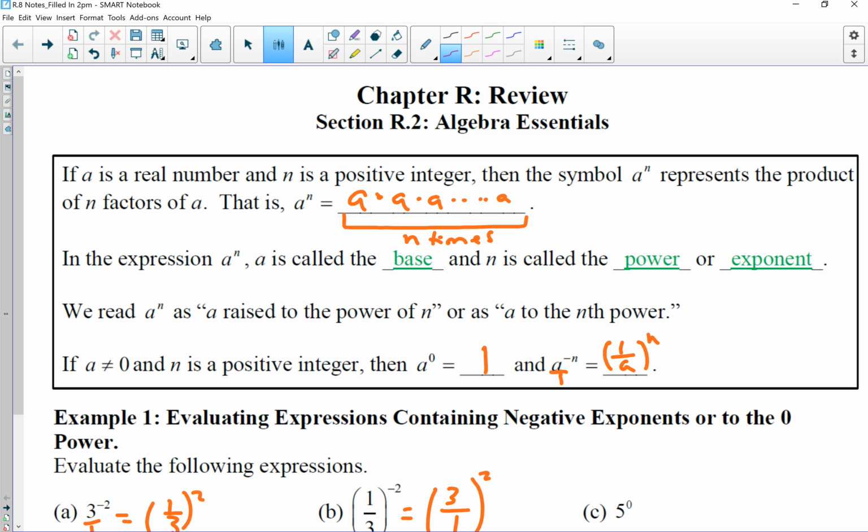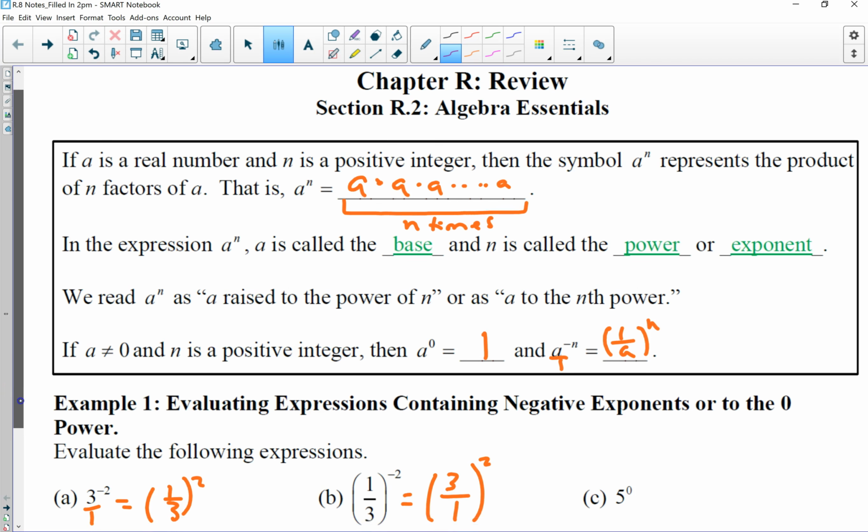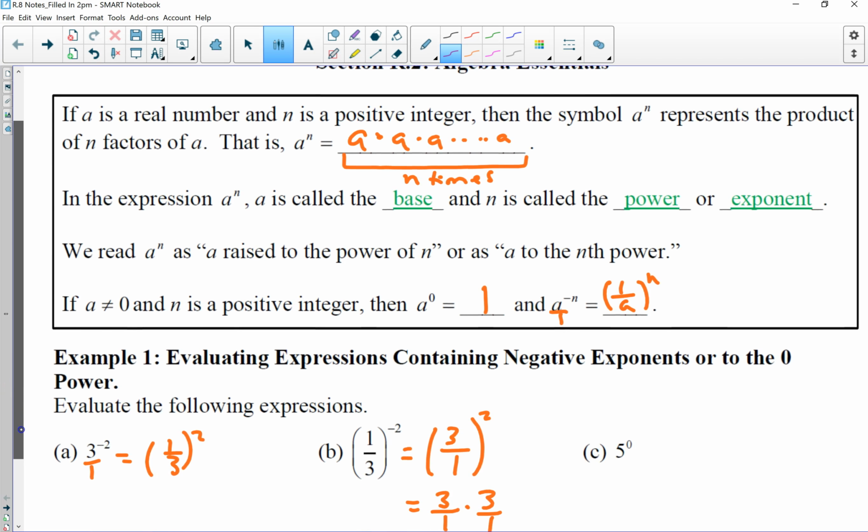However, R2 really is important, not to de-emphasize that. Those are properties that we definitely are going to need to know and know well if we're going to be successful doing some of these topics that we're going to see later on. So section R2, the part of it that we were interested in covering is the property with respect to powers.